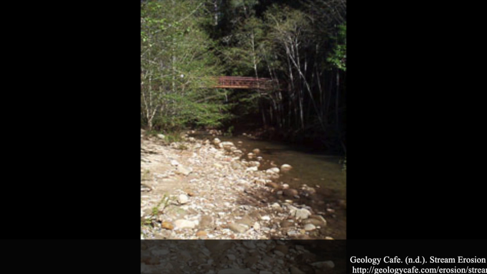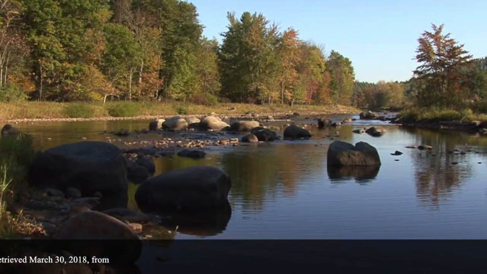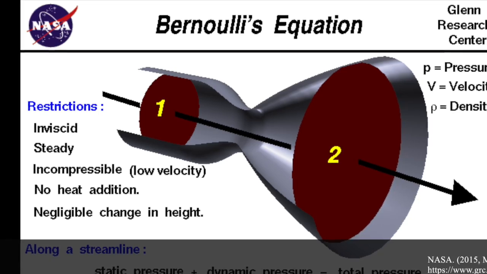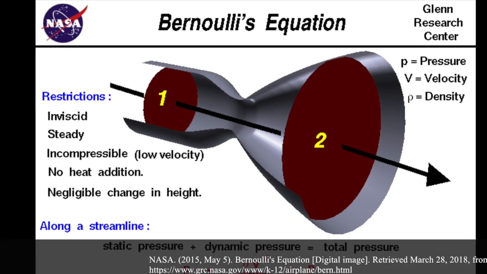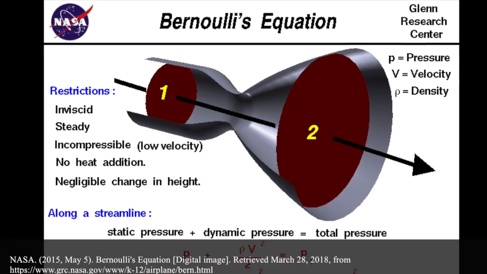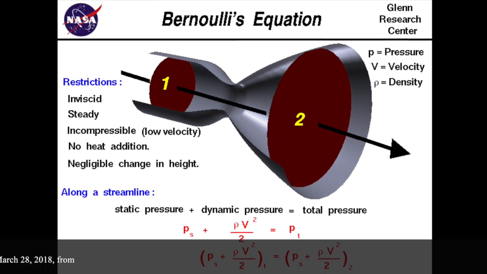Have you ever noticed that streams that are narrower move faster than streams that are wider? This is because of Bernoulli's Principle, which states that at points along a horizontal streamline, higher pressure regions have lower fluid speed and lower pressure regions have higher fluid speed.